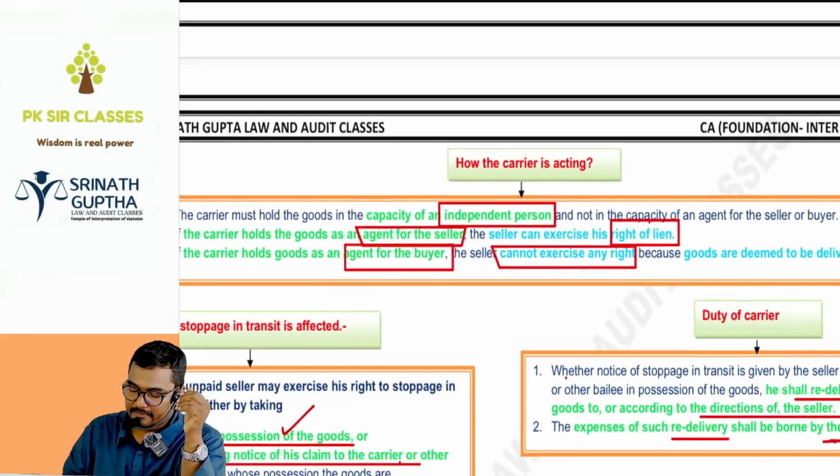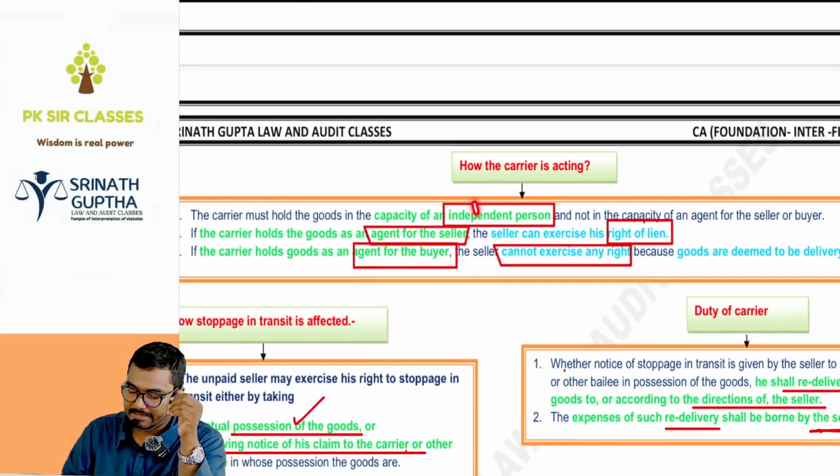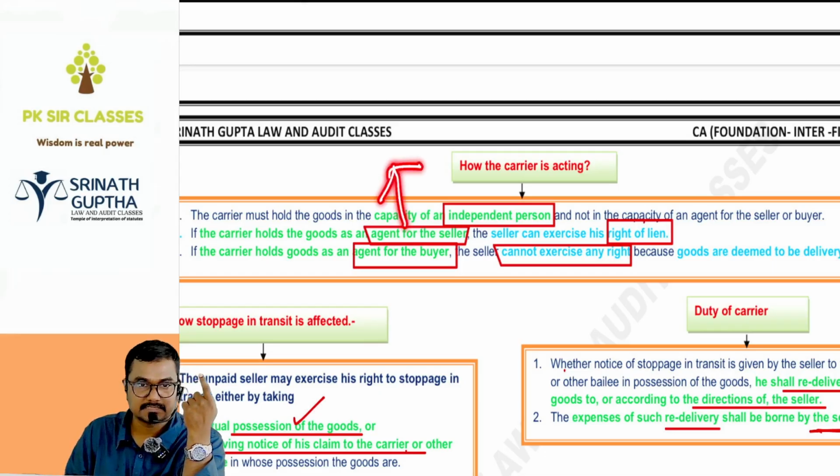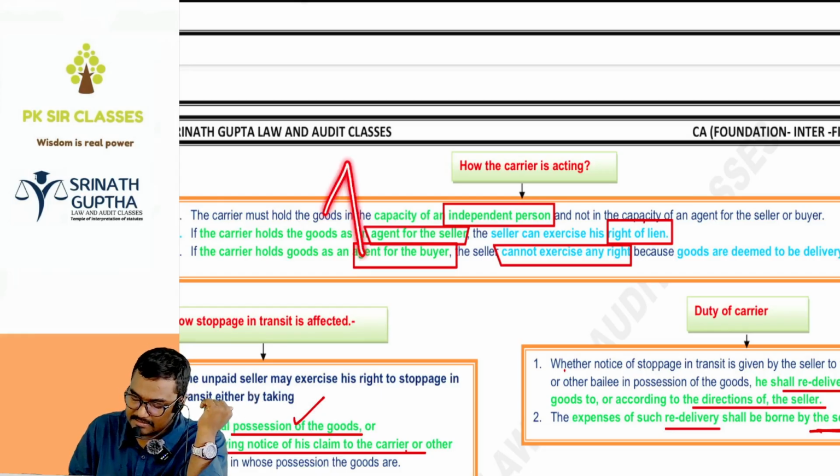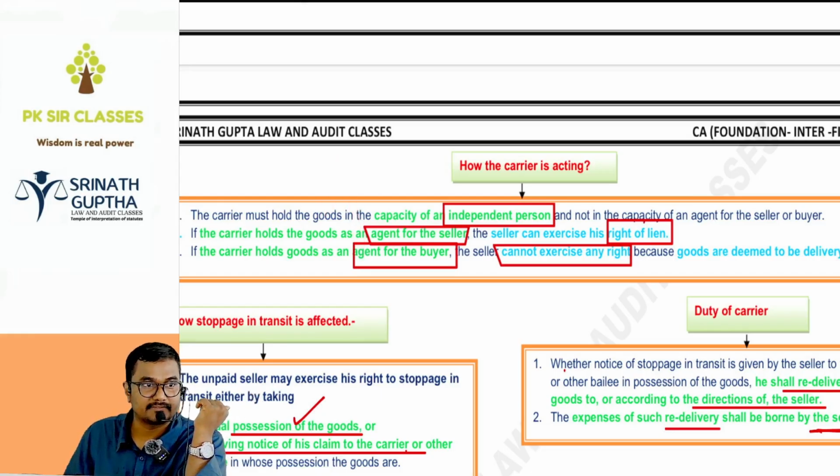If the carrier is acting as an independent person, we can exercise the right to stoppage of goods in transit. If the carrier is acting as the agent of the seller, directly I can exercise the right of lien, because goods may be in my warehouse or in my vehicle. If the carrier is acting as the agent of the buyer, we cannot exercise the right of lien, and we cannot exercise the right to stoppage of goods in transit either, because the goods are delivered to the buyer.